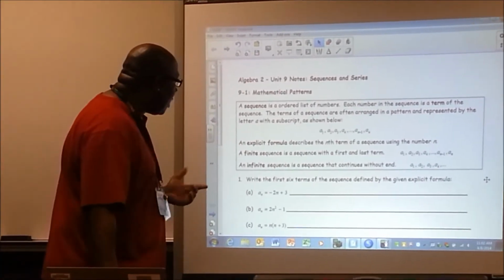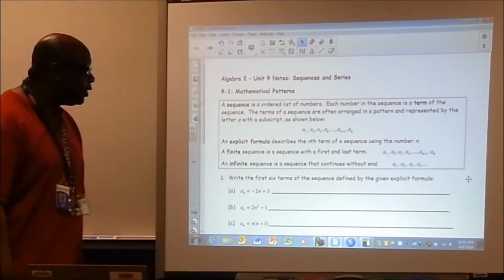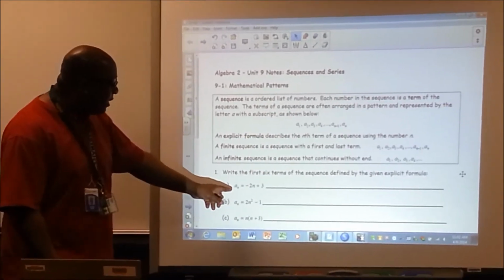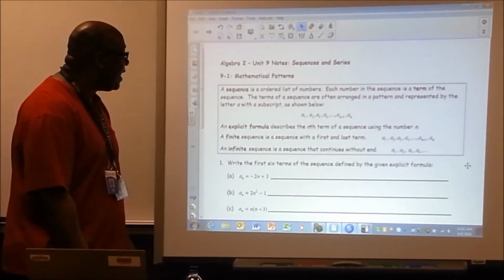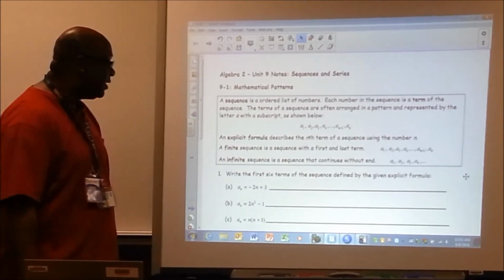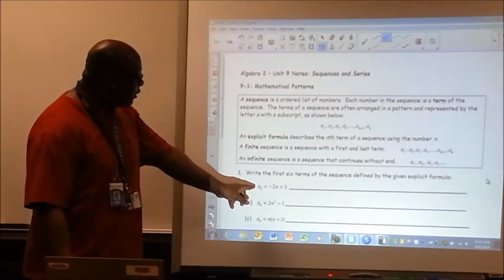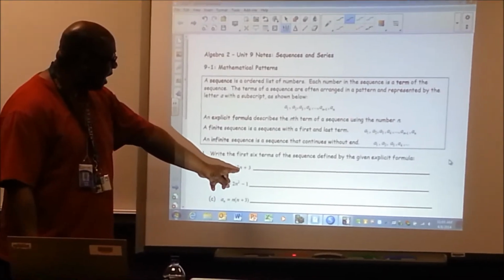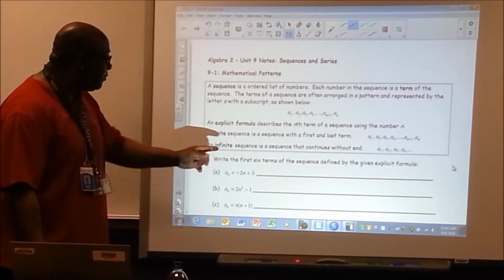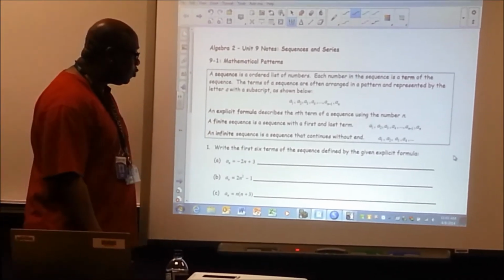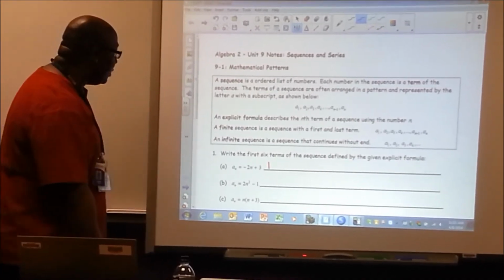Number 1, write the first 6 terms of the sequence defined by the given explicit formula. A of n equals negative 2n plus 3. So we want to find the first 6 terms of the sequence. A of 1 is going to be negative 2 times 1 plus 3. Negative 2 times 1 is simply negative 2, plus 3 will be 1. That's our first term of the sequence.